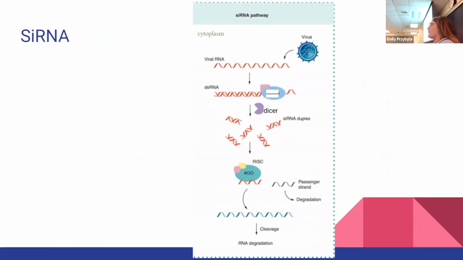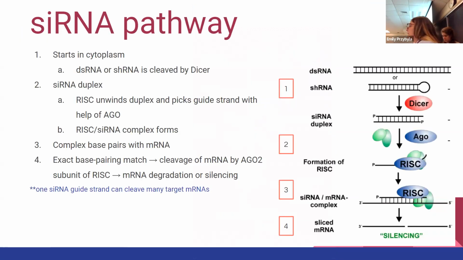The processes are very similar, but we're starting in the cytoplasm because the guide strands are not coming from our own cells. They're coming from exogenous sources. This is also beginning with double-stranded RNA, called either dsRNA or shRNA, which means short hairpin RNA. That's just another name for it. These pieces of RNA have come from something that's not the cell, like viral RNA.